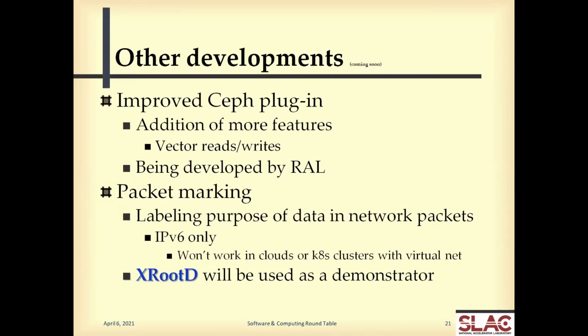Some other developments coming soon: improved Ceph plugins, driven by RAL, and part of that includes vector read and write support for Ceph. Packet marking, labeling the purpose of data in network packets. It winds up that XRootD will be used as a demonstrator to show that this is actually useful. The big qualification here is it's only useful for IPv6. A lot of people are moving to IPv6, but the moment you start doing orchestration using Kubernetes or virtual networking, that whole idea goes out the window and it's not particularly useful at that point.